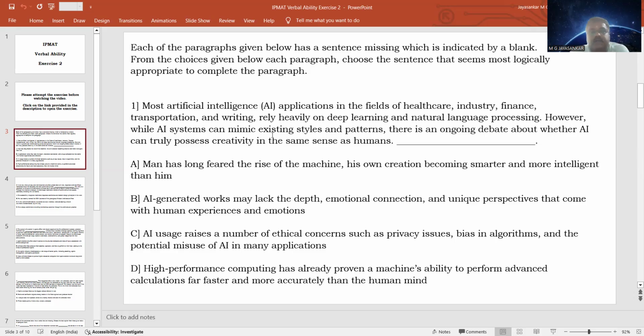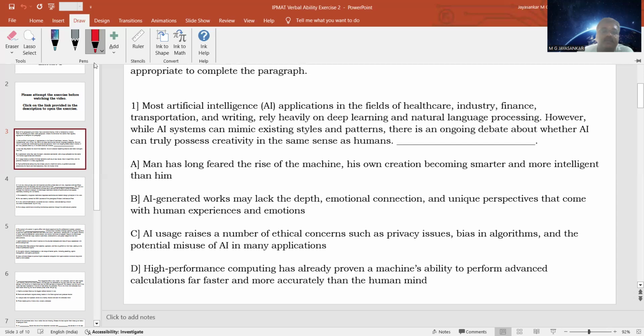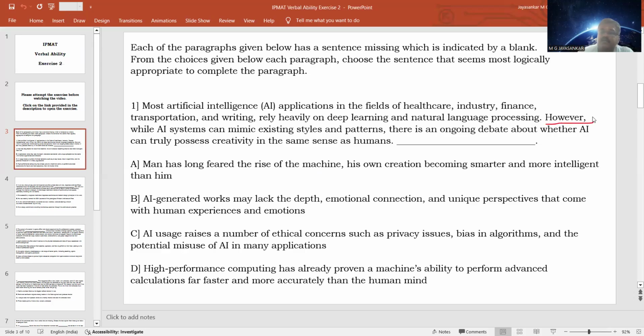The first question is talking about artificial intelligence applications in the field of healthcare, industry, finance, etc. And they rely on deep learning and natural language processing. So here, this statement is talking about the advantages of AI, or the process by which AI performs the functions it is supposed to perform. Then there is a next sentence where the key word is however. So this word is the key here. The first sentence is talking about a positive aspect of AI, but there is a negative aspect. That is why this word, however, is given here.